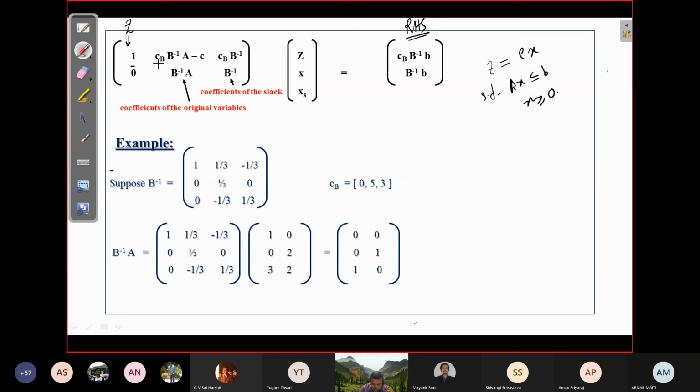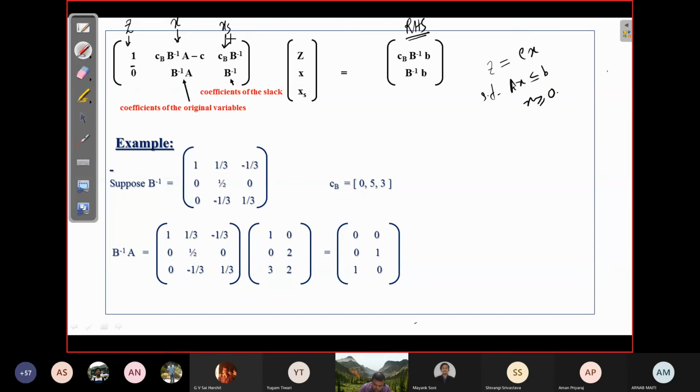Then next is CB B inverse A minus C and B inverse A. These are the columns for X. In my example there are two original variables, X1 and X2, a two-dimensional problem, so their columns will be given by these expressions. And the last column is for XS, the slack variables. In our example X3, X4, X5, three slacks were there, so their columns will be generated by CB B inverse and B inverse.